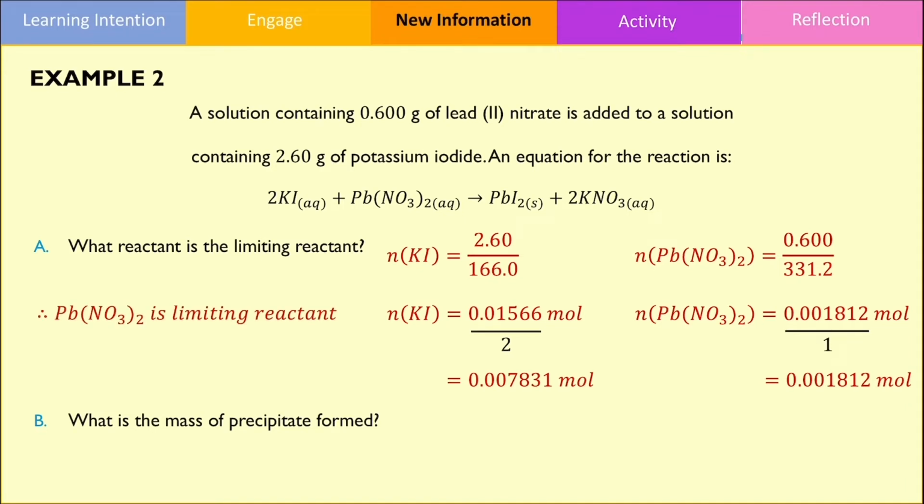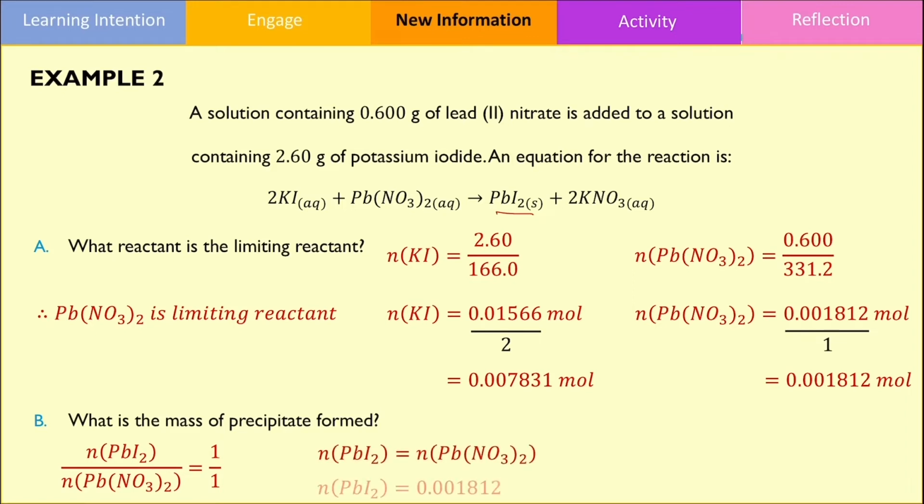In part B, we need to calculate the mass of precipitate formed, in other words, the mass of lead 2 iodide. To do this, we need to calculate the number of moles of lead 2 iodide formed by using the mole ratios with our limiting reactant, lead 2 nitrate. According to the equation, there's a 1-to-1 ratio, thus the number of moles of lead 2 iodide will be the same number of moles of lead 2 nitrate. From here, we can then calculate the mass by multiplying by the compound's molar mass, and again, it must be expressed using 3 significant figures, therefore the final answer is 0.835 grams.